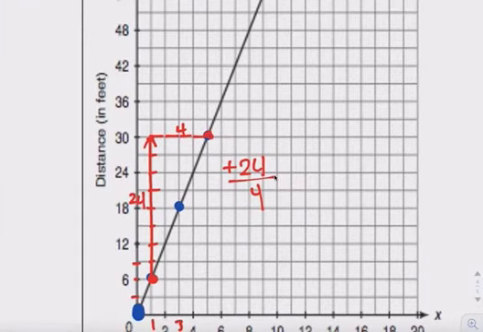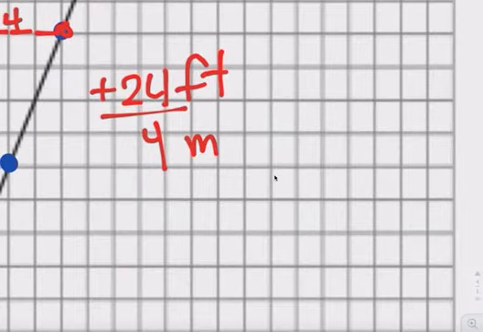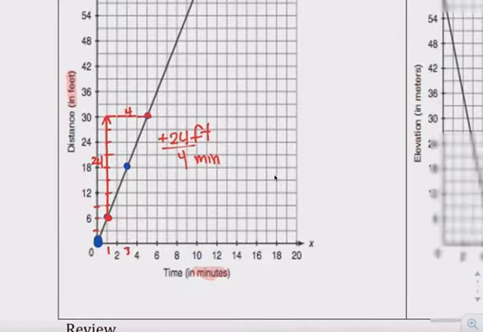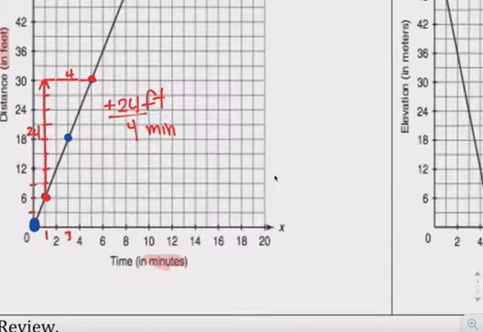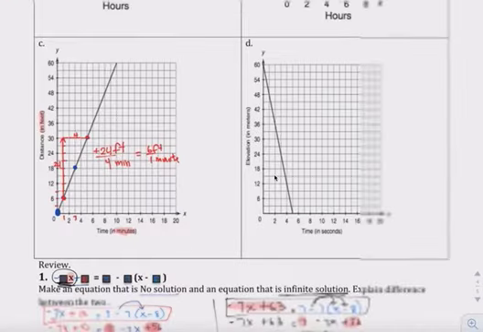24 what? Feet. 4 what? 4 minutes. Feet, minutes. Okay, so that's what it means. If you reduce this, your rate of change will all be different depending on the points. But if you reduce it, all of you will have the same unit rate of 6 over 1, because 4 into 24 is 6 over 1. 6 feet for every 1 minute.